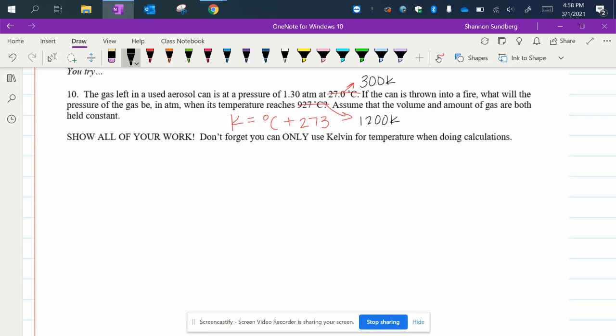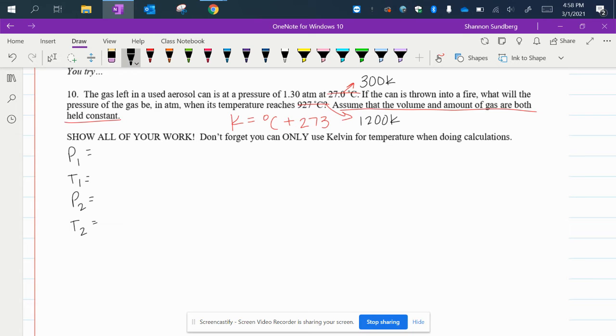I always like to write out my variables so that I know what I have. So we've got P1, T1, P2, and T2. The reason why I didn't write volume here is because it says assume that the volume and amount of gas are both held constant. If something is held constant, you're not going to use it in your calculation.